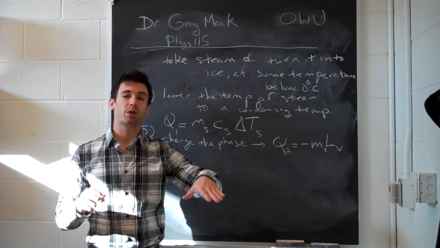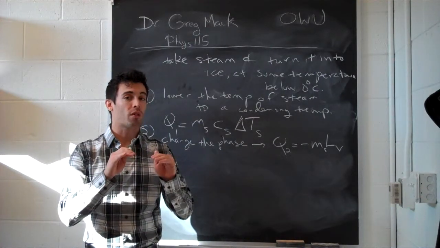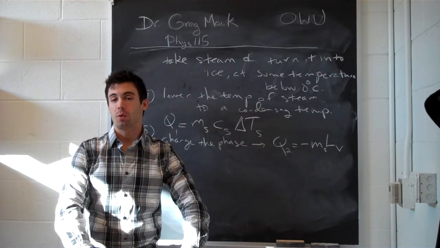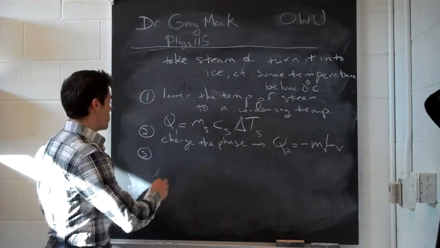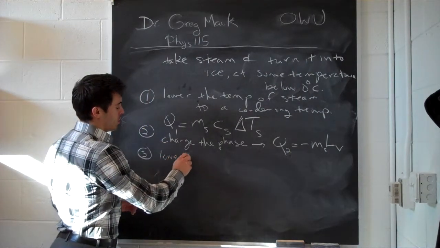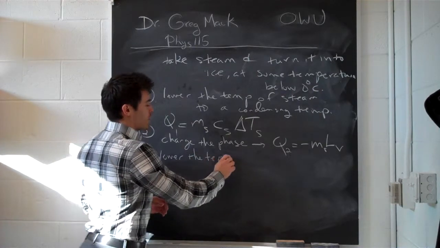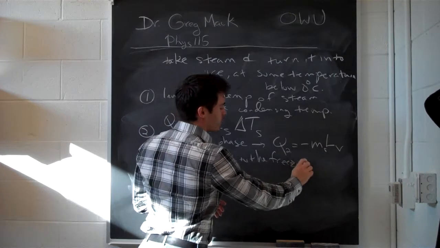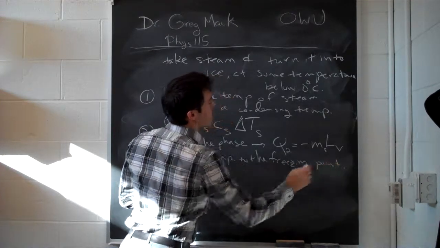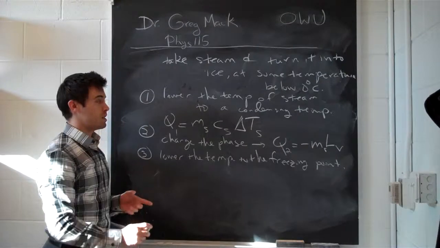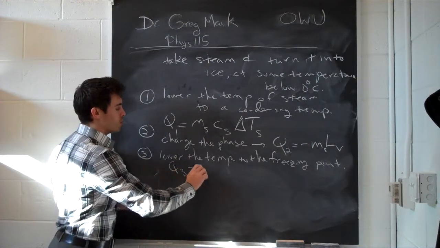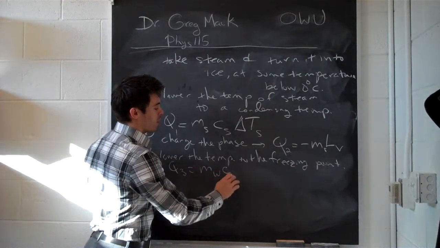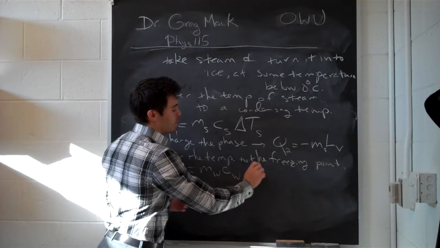Now we want to actually take that newly formed water and bring it down to the temperature where it can then condense into a solid. Where it can then fuse into a solid. So we have to lower the temperature to the freezing point. So that would end up being another mc delta T, so Q3 is equal to the mass of our water now, times the specific heat for water, times the delta T for our water.